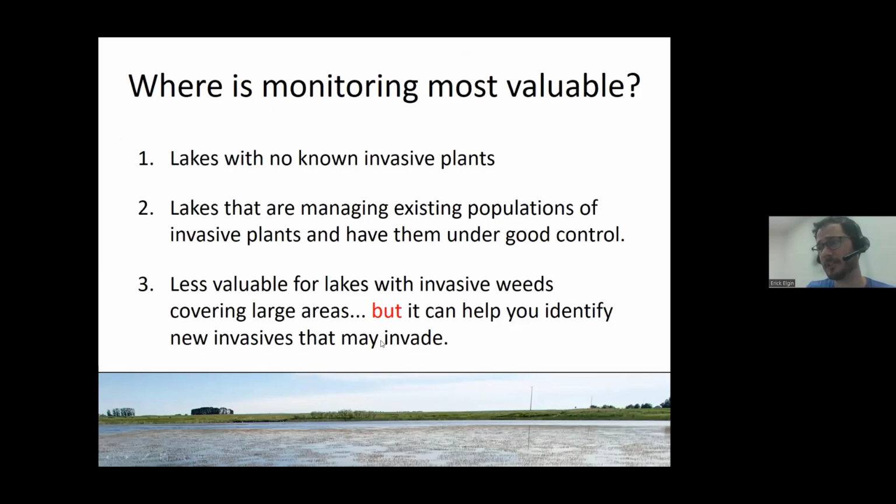And that's what's coming in on this number 3. It may be a little less valuable for lakes with invasive weeds covering large areas of the lake. However, it can still help you identify new invasions that are coming in. So if you have a large amount of Eurasian water milfoil, but no Starry Stonewort, the Plant Watch is a great program for you to be a part of so you can try to detect Starry Stonewort before it becomes an issue.